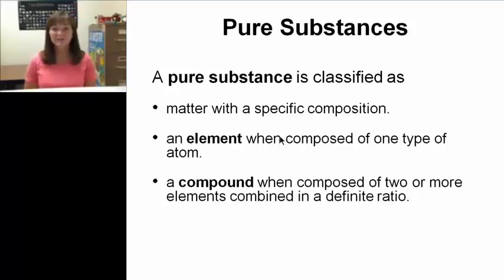Compounds, on the other hand, are composed of two or more elements that are combined in a definite ratio. So that's what makes a compound different than a mixture. Both mixtures and compounds have two or more elements or components to them. But in a mixture, you can change the ratio and they're just physically mixed. They're not chemically bonded together. In a compound, you have two or more elements that are bonded together.